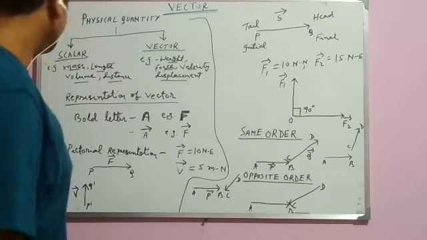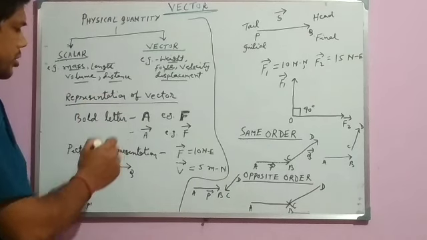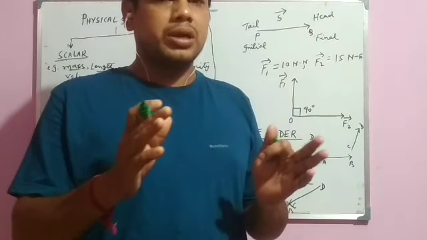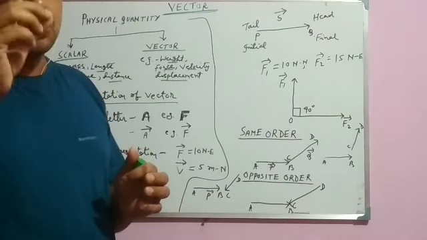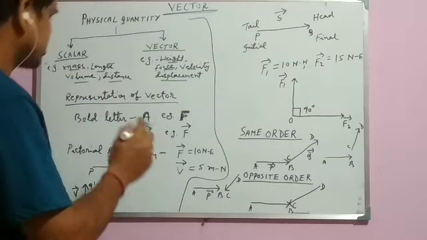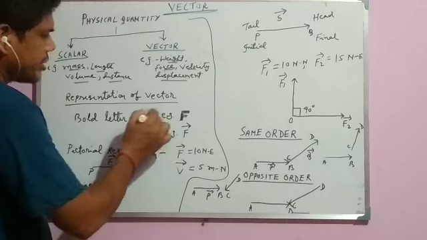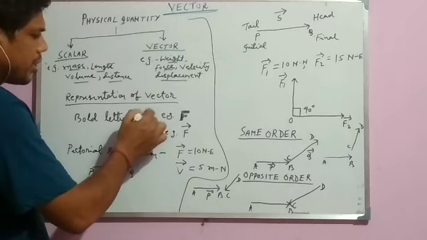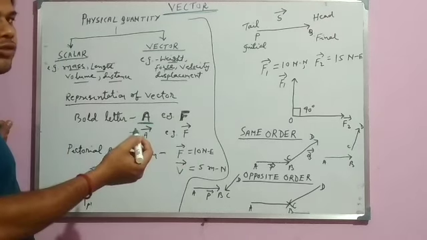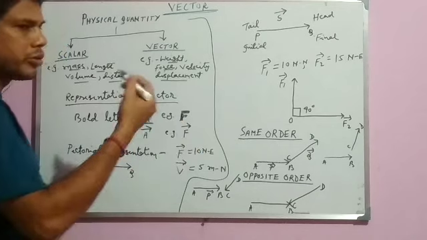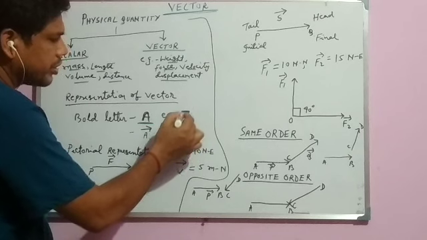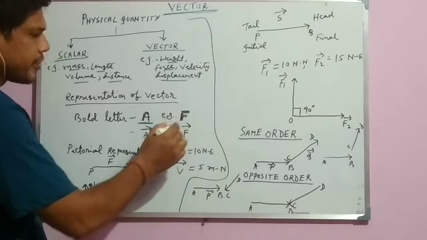Okay, now how we represent the vector quantities. To represent the vector quantity, either we have to use bold letter or we have to write a letter and then arrow over it. If A is a vector quantity, then we have to write A like this, bold capital A. Example, we know force is a vector quantity. It possesses both magnitude and direction.